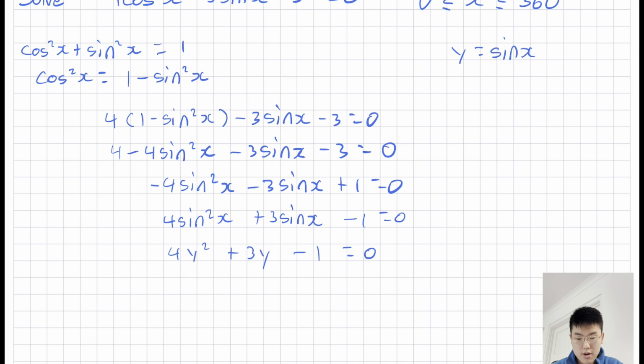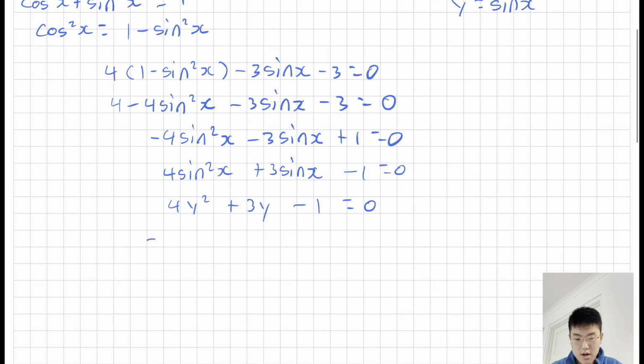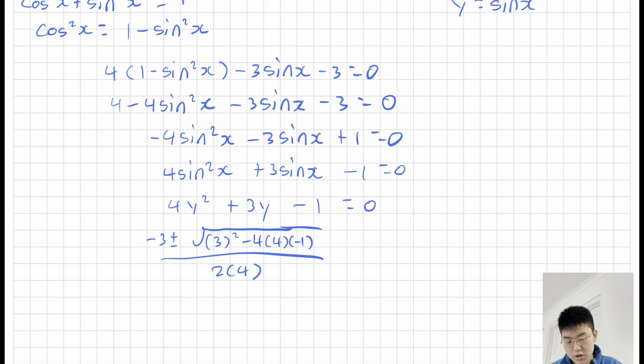And to solve this quadratic, we can use either the minus b formula or we can factorize. So I'm going to use minus b here. So minus 3 plus or minus the square root of b squared minus 4ac all over 2a, right? Then we'll take our calculator and input all these values. We get one answer is 1 over 4 and another answer is minus 1, right?